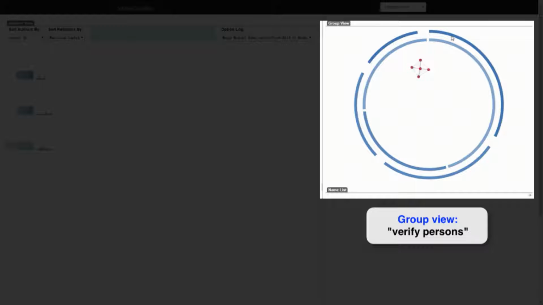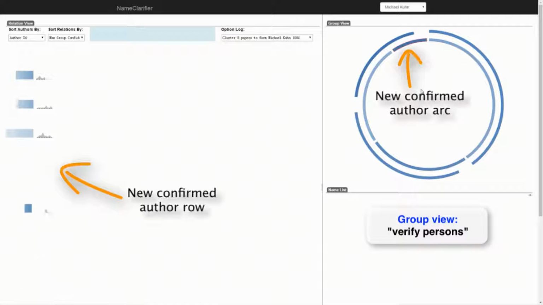Here, we create new confirmed groups by circling clusters in the inner co-author graph.